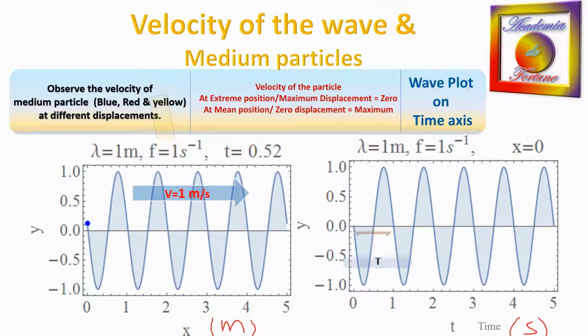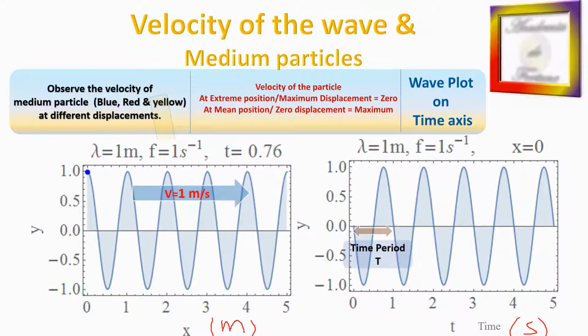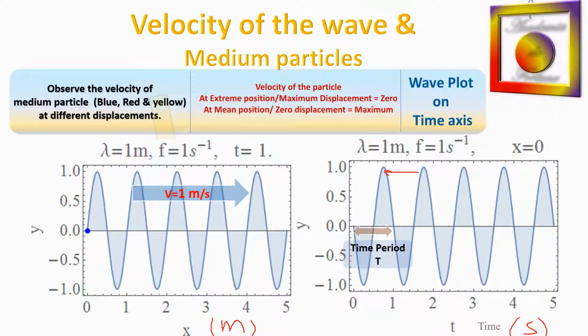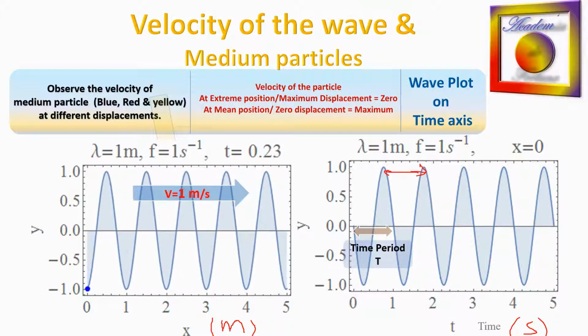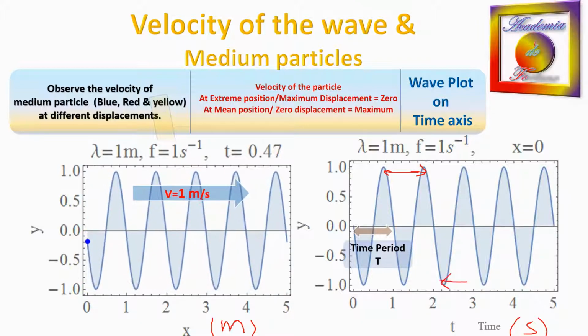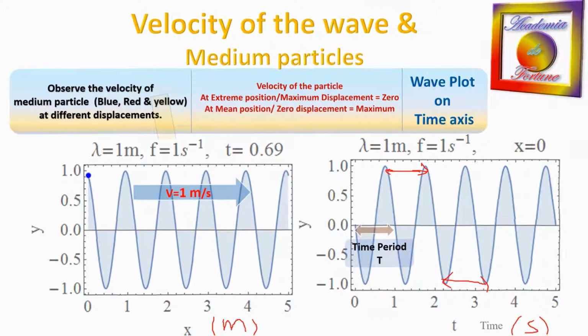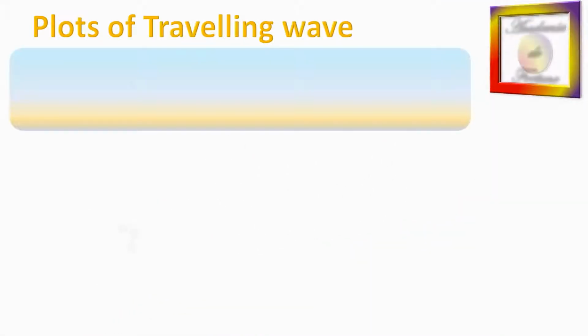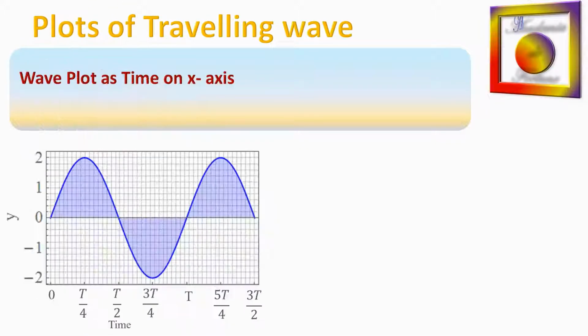The time between two similar points on this graph is termed as a time period, as we have defined it previously. Let's have a look in detail at the wave plots on time axis. Here you can see the graph on time axis. One wave is completed in one time period, and similarly a half cycle in T by 2 and so on. So you can show your wave on time axis like this.